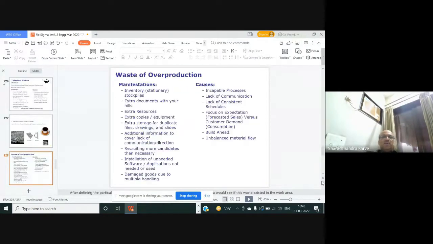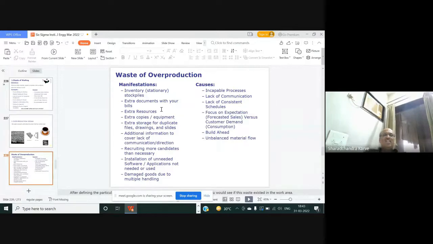So what are the manifestations of overproduction and what are the causes? Manifestations can be inventory, extra documents with your bills, extra resources, extra copies, extra storage for duplicate files, additional information just in case, installation of unneeded software, damaged goods due to multiple handling, etc. The causes are incapable process, lack of communication, lack of consistent schedules, focus on expectations, etc.